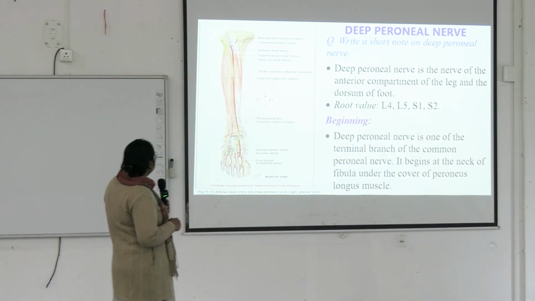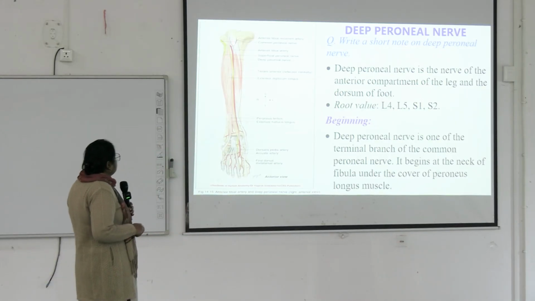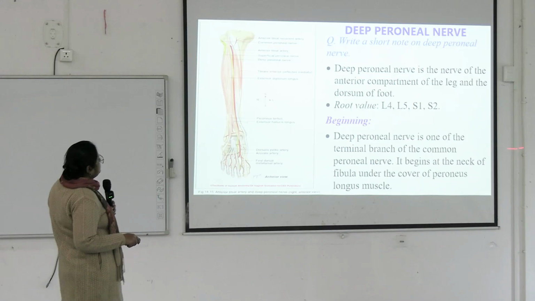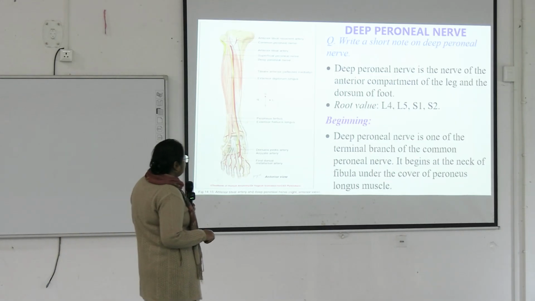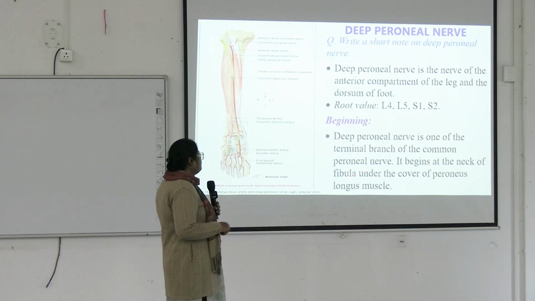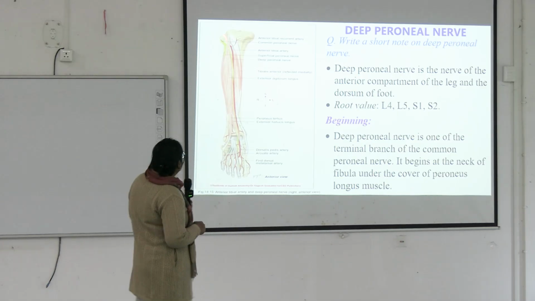Beginning, see this one is deep peroneal nerve. Deep peroneal nerve is one of the terminal branches of common peroneal nerve, begins at the neck of fibula under cover of peroneus longus muscle.